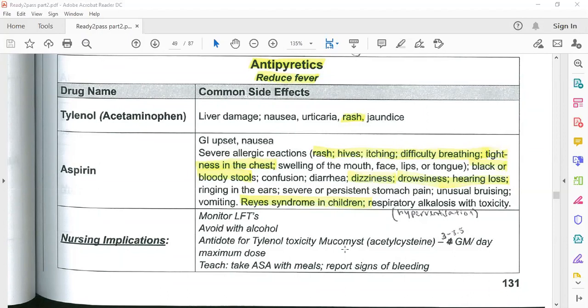And also you have to educate your patient to take these two medications with food or just before food. Take the aspirin with a meal and report if there is any kind of bleeding, right? Because aspirin increases the bleeding. If you have any bleeding history, do not give the aspirin. Always take it with food because food can prevent GI bleeding. This is more than enough for aspirin and acetaminophen for the NCLEX board exam.